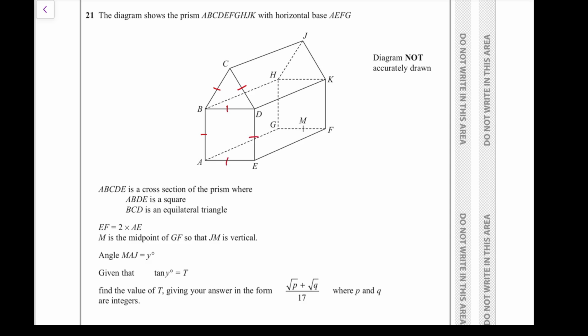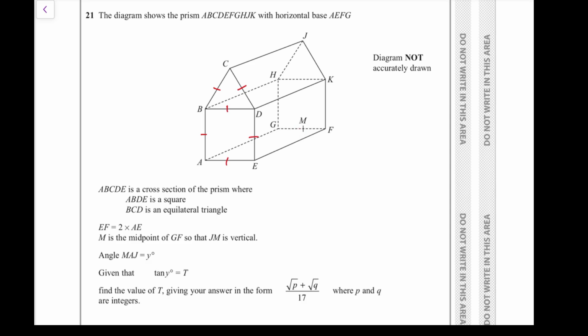All right, so far. Then it tells me that EF is 2 times AE, and so I can see EF is this length down here, and I know that's twice the side of the square. And then it says M is the midpoint of GF, so in other words, M is this point here, which is the midpoint.